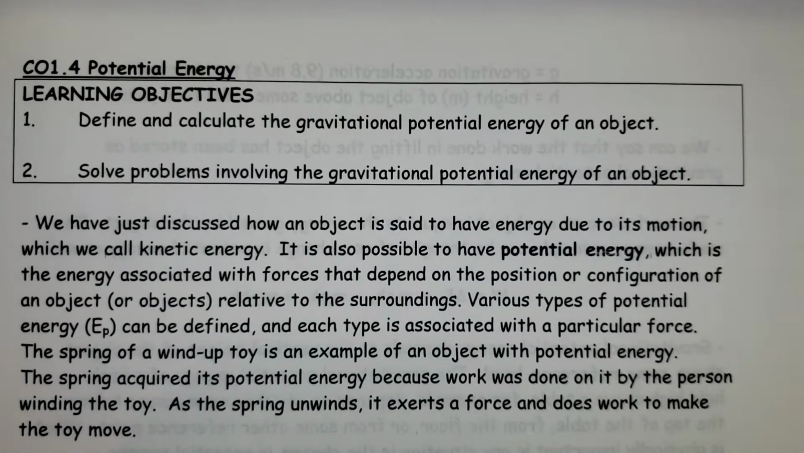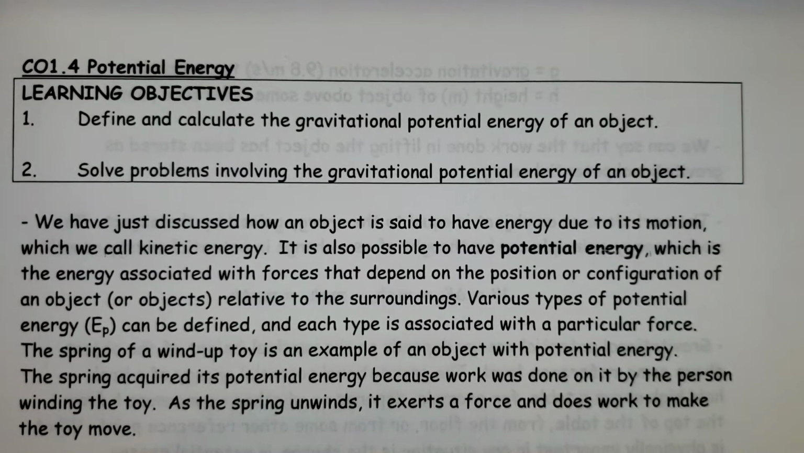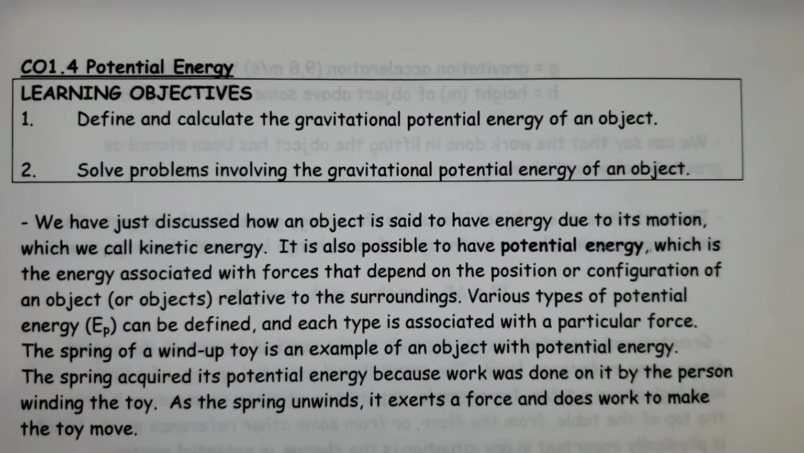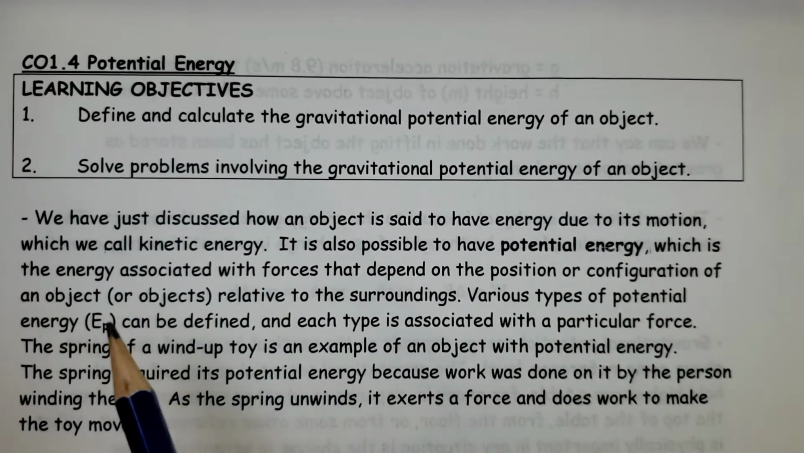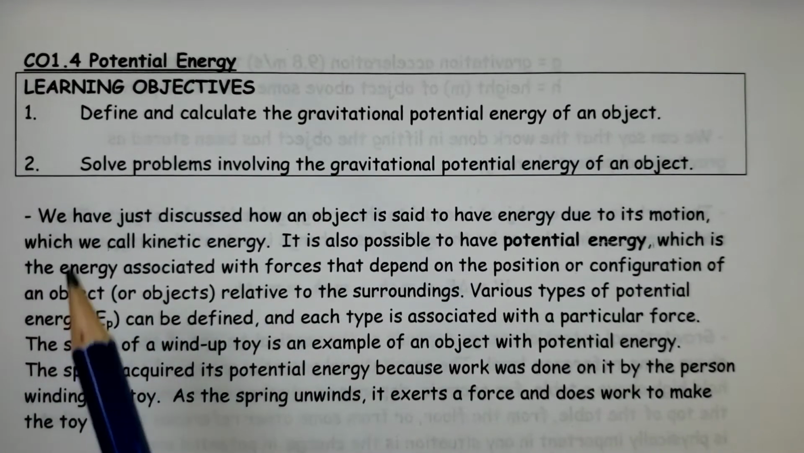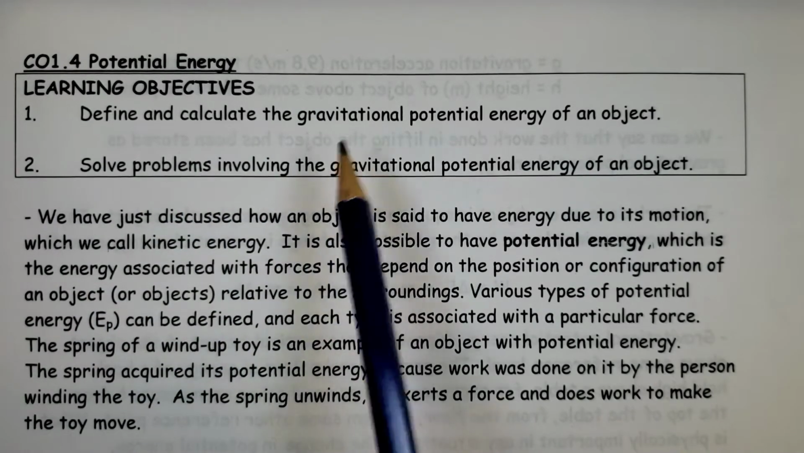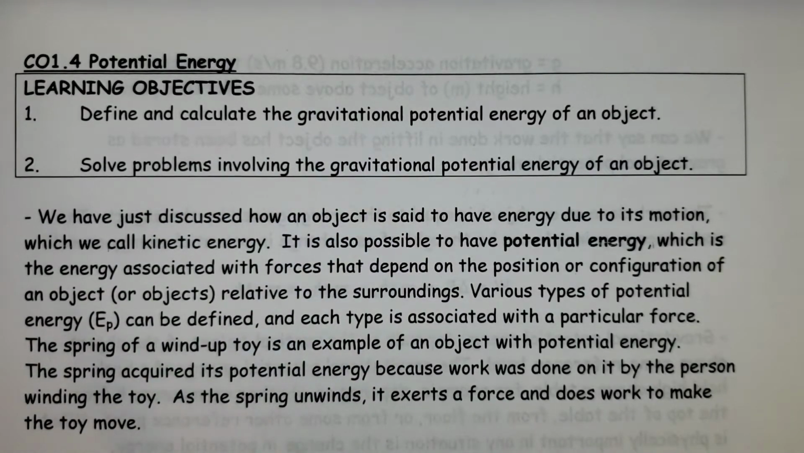Welcome back, Physics 30. This is the CO1.4 section of the conservation unit. So in CO1.3 we looked at kinetic energy. Now we'll look at potential energy. So define and calculate the gravitational potential energy of an object and solve problems involving gravitational potential energy.